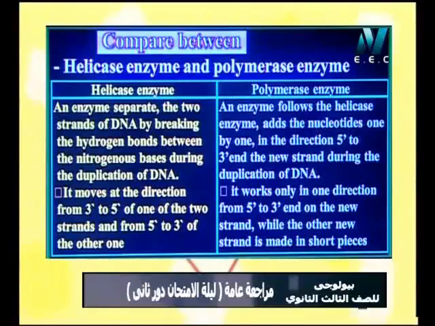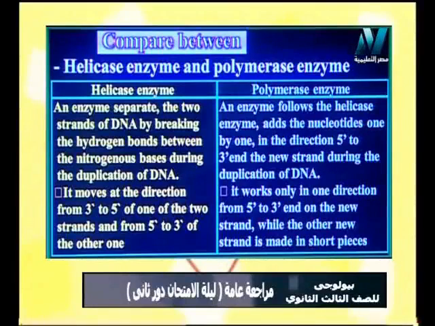But the polymerase enzyme follow the helicase enzyme, add nucleotides one by one in the direction 5 to 3 prime. The new strands during the duplication of the DNA. The DNA polymerase enzyme work only in one direction from 5 prime to 3 prime end on the new strand, while the other new strands is made in a short pieces.